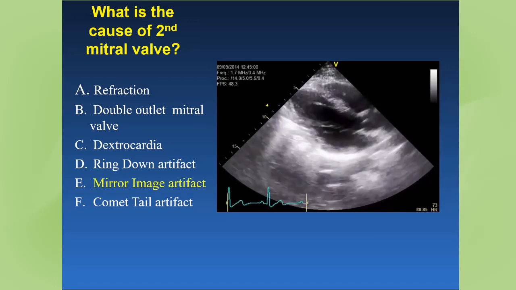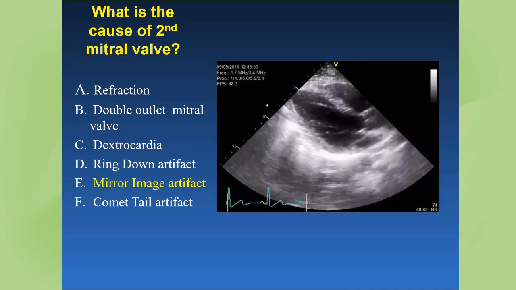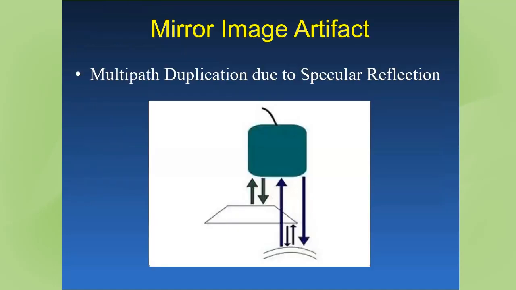And the answer, as you most recognize, this is a mirror image artifact. Here's the illustration of a mirror image artifact. A mirror image artifact is a multipath duplication artifact due to specular reflection. So it's the type of reflection artifact.